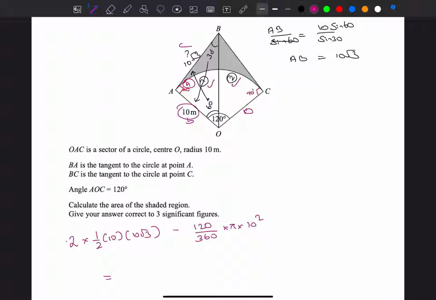Just remember this half and this 2 will cancel, just for the easiness. This makes it 68.5 centimeters squared. Meters squared, sorry. 68.5 meters squared.